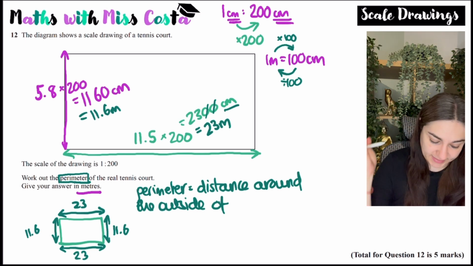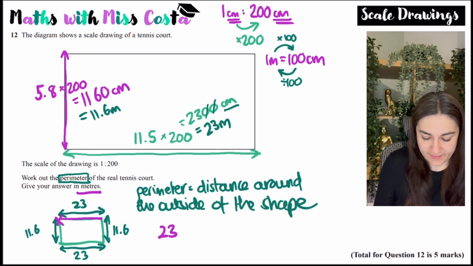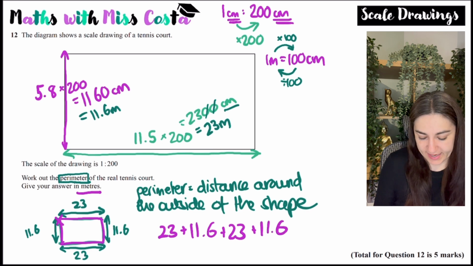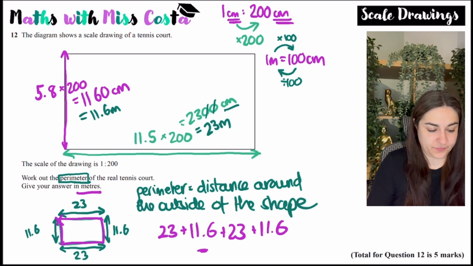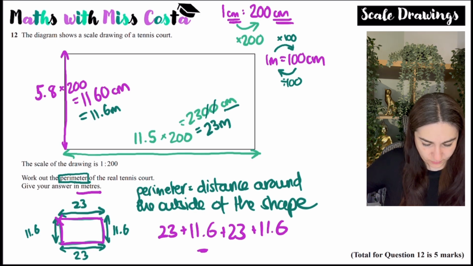So start from somewhere like here and think I need to walk along here. So that's 23, of the shape. And then I'm going to need to walk down here. So I need to add 11.6. Then I'm going to walk here. So add 23 again and walk here. So add 11.6. So 23 plus 23 plus 11.6 plus 11.6 gives you 301.4 metres.